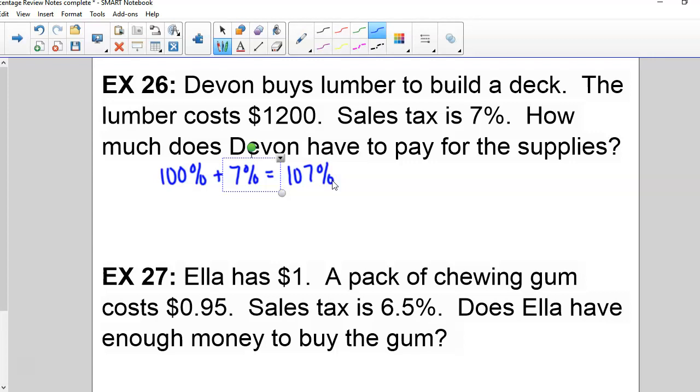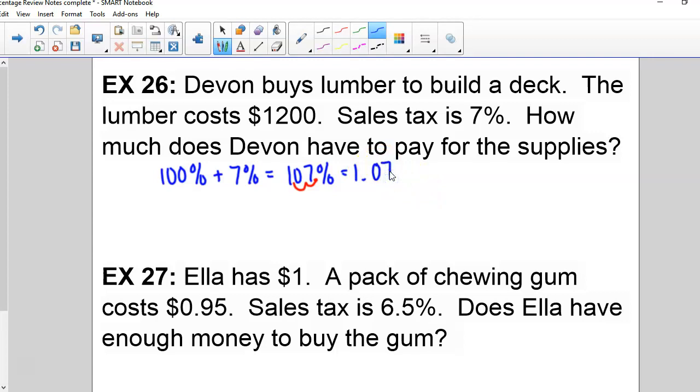All right. And so, Hayden, 107%. What would that be as a decimal? Not 1.7. It'll be 1 point. When you move this decimal place 2 places, that 0 is still there. So it'll be 1.07.